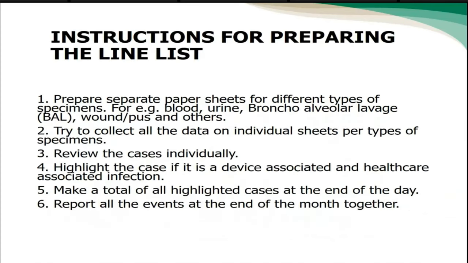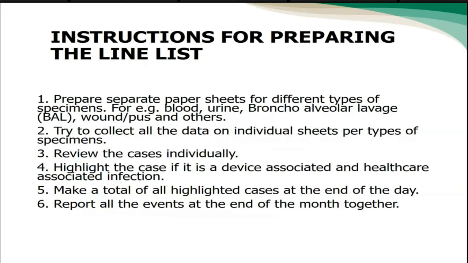The instructions for preparing the line list: prepare separate paper sheets for different types of specimens, for example, blood, urine, bronchoalveolar lavage, or BAL, wound, pus, or any other specimens which are being sent from the patients. Try to collect all the data on the individual sheets per type of specimen, so that you will find it easy while you are collecting all the data at the end.